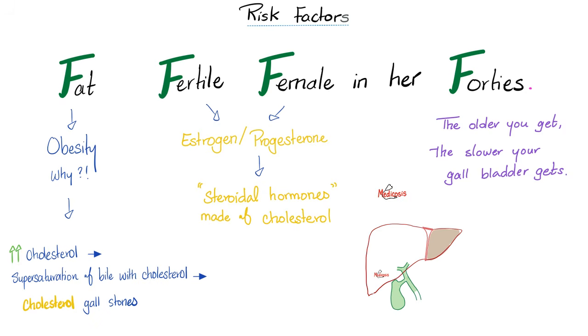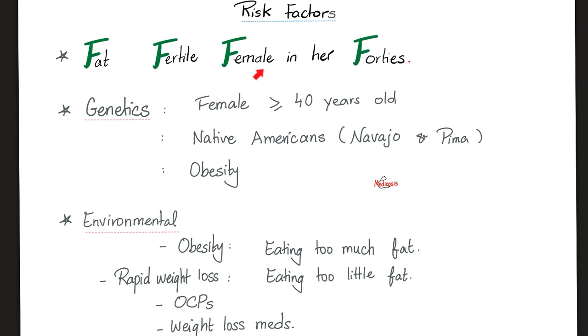Welcome to cholecystitis. Fertile female, why? Estrogen and progesterone, they are steroidal hormones. They are literally made of cholesterol. Moreover, estrogen can increase my risk of cholesterol gallstones by 3 mechanisms that we have discussed before. Why in your 40s or older? Because the older you get, the slower your gallbladder contracts. You get more stasis. Stasis, bacteria. Bacteria, inflammation, ischemia, all kinds of stuff. These are the most important risk factors.